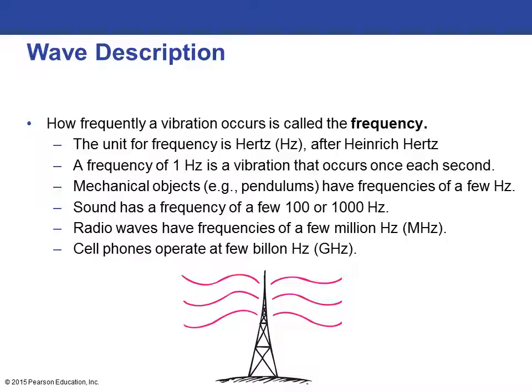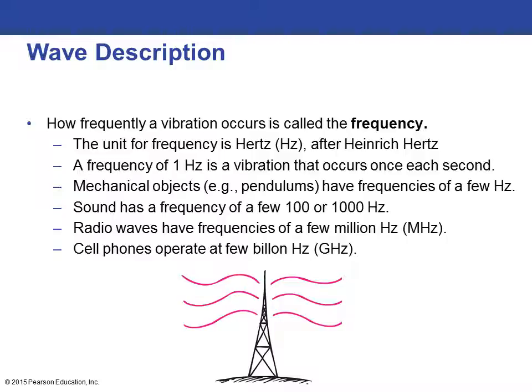How frequently a vibration occurs is called the frequency. The unit of frequency is measured in something called hertz, or capital H, lowercase z, after Heinrich Hertz. And a frequency of 1 hertz is a vibration that occurs once each second. So if you were thinking of like that bob bobbing up and down, if it started at the top, went to the bottom, and went up again to the top, and that took 1 second, that would be a vibration of 1 hertz. If you were looking at your wave, it would be the time that you take to go through one wavelength, so the time that you take to go from crest to crest.